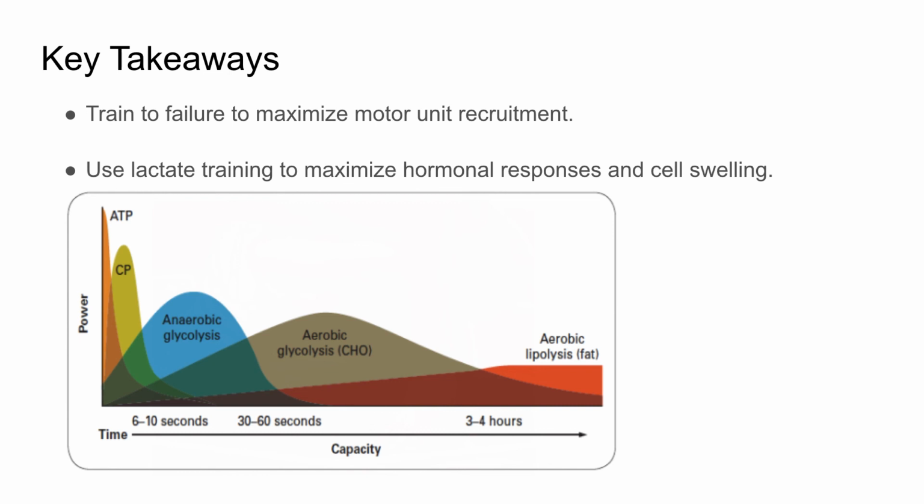Now, let's review the key takeaways for metabolic stress. The first is to train to failure to maximize motor unit recruitment. And it's really important that you remember it's to train to failure. There has to be a little bit of pain with this one. The second is to maximize your hormonal response and utilize cell swelling. You must accumulate lactic acid during your workout. This requires that you focus on glycolysis and increase your time under tension or adjust your rest time in between exercises accordingly.